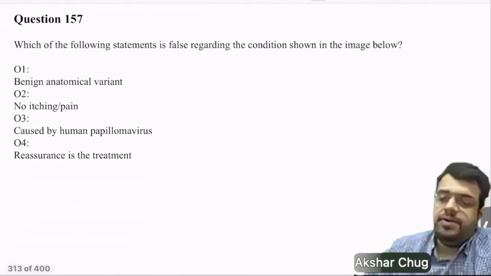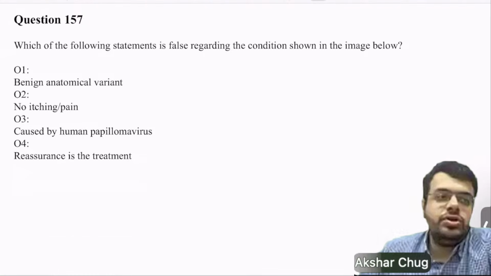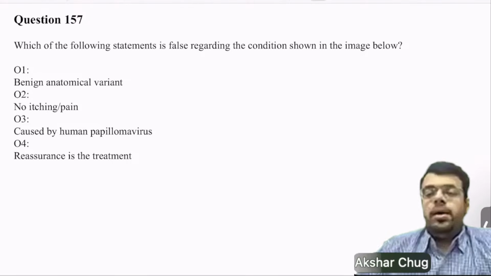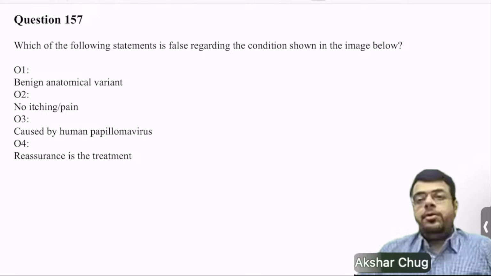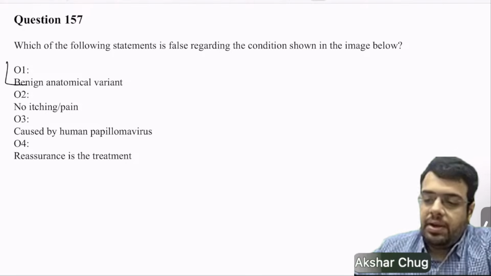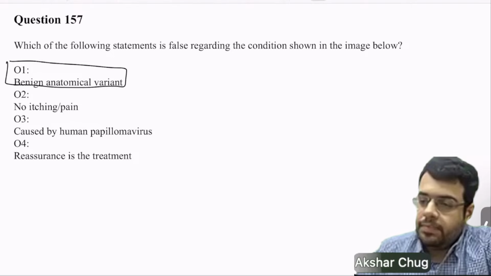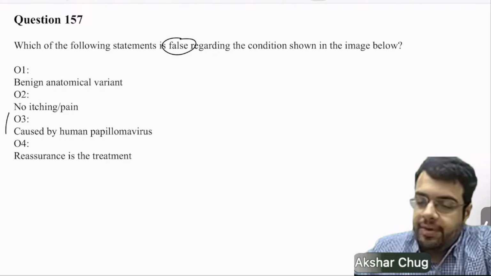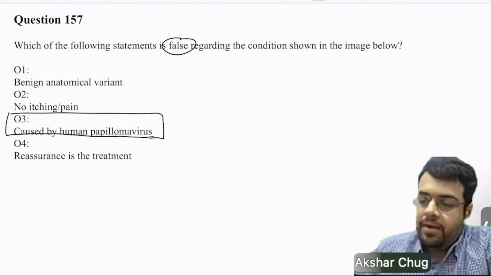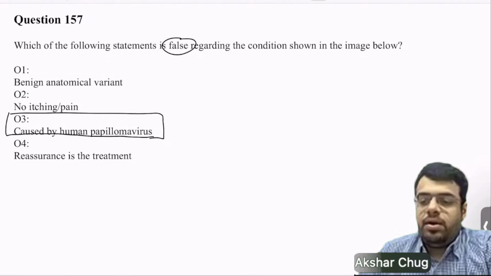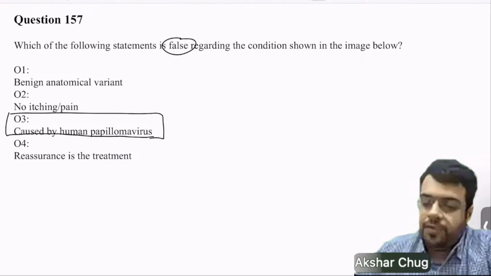Which of the following statements is false regarding the condition shown in the image below? Basically, the image showed a penile lesion, which were pearly papules seen on the shaft and the glans of the penis, and it was a benign anatomic variant. Okay, we are supposed to find the false statement. So the false statement would be caused by human papilloma virus. Human papilloma virus causes condyloma and not the papules which were shown in the image. So it is a benign variant, no itching or pain, and reassurance is the treatment. All of them are correct.